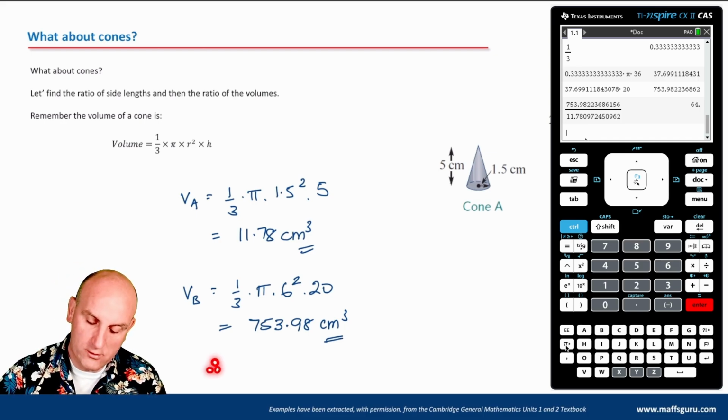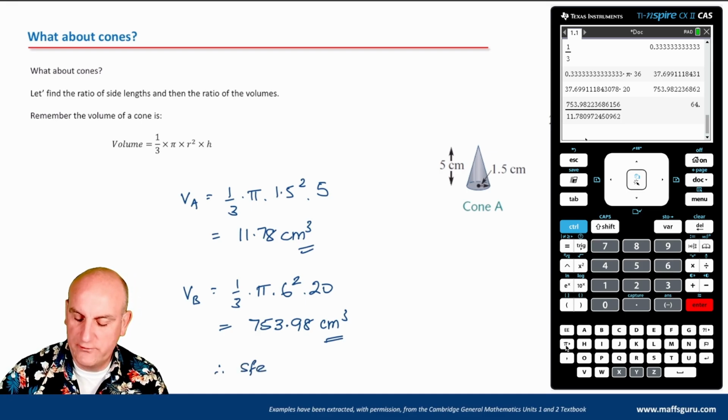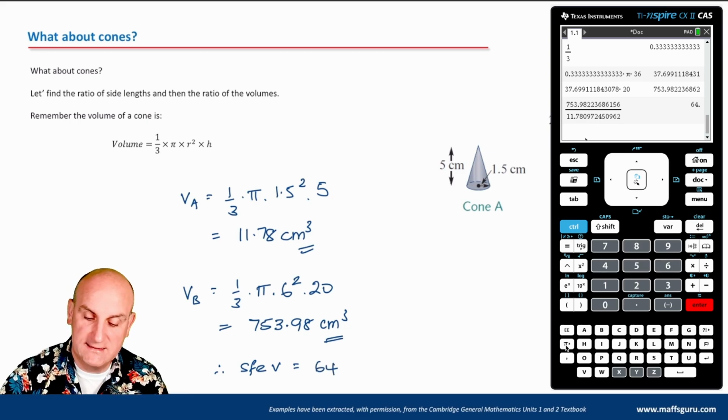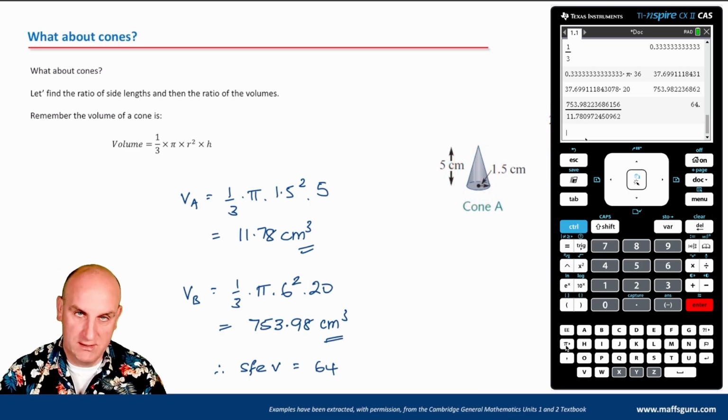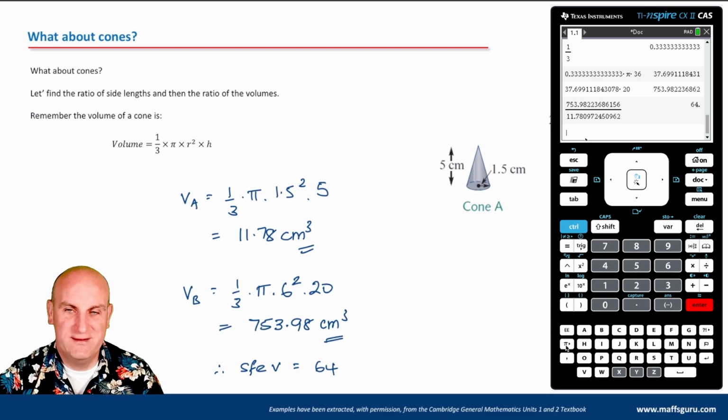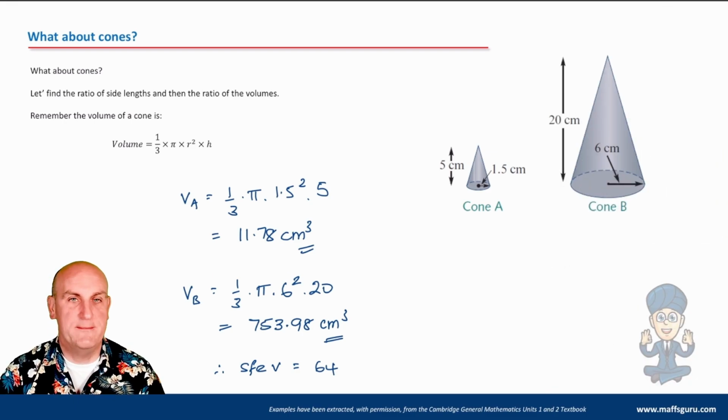What? So therefore, my scale factor enlargement for my volume is given by 64. That means that the volume of this one is 64 times as big as that one. But was there another way we could have worked it out? Oh, of course there is. There's always other ways of working things out in maths.